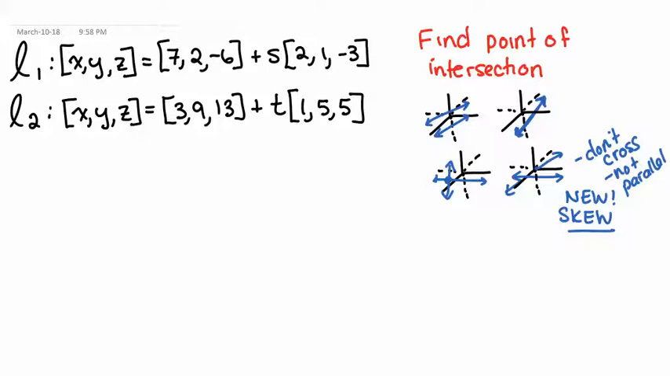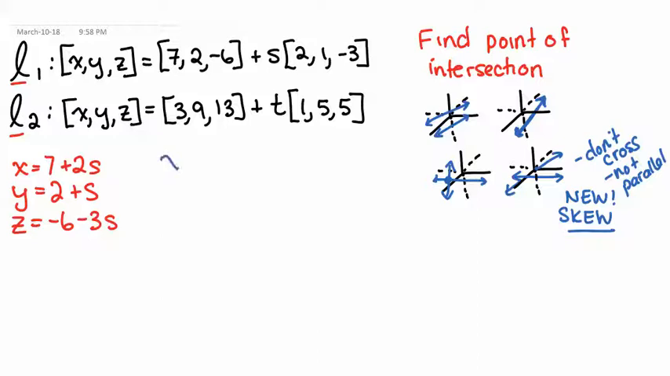Okay, so what we could do is write them in parametric form. That's the best way to go. So this is line 1, line 2. For line 1, we're going to get x equals 7 plus 2s, y equals 2 plus s, z equals -6 minus 3s. And for our second line, we're going to get x equals 3 plus t, y equals 9 plus 5t, and z equals 13 plus 5t. Okay, so there's our 2 lines, and we want to find out when they are going to intersect.